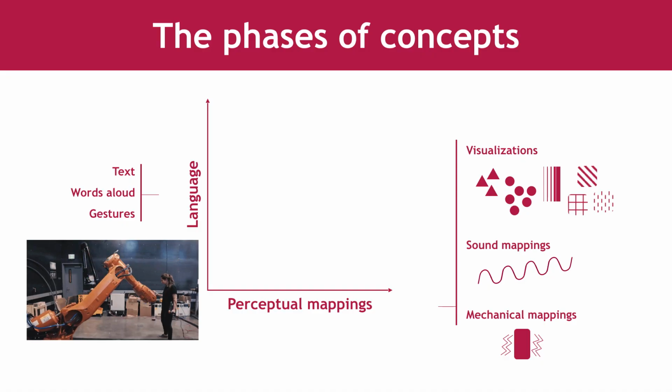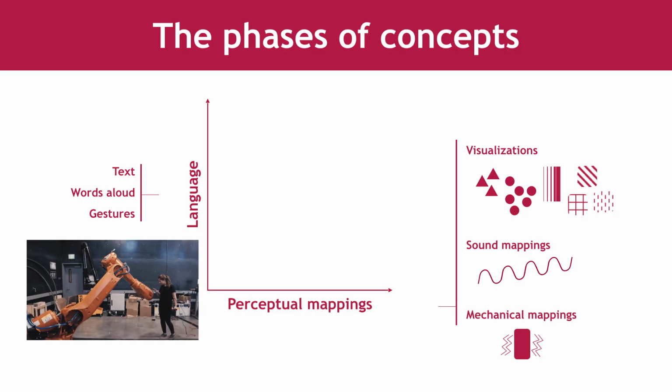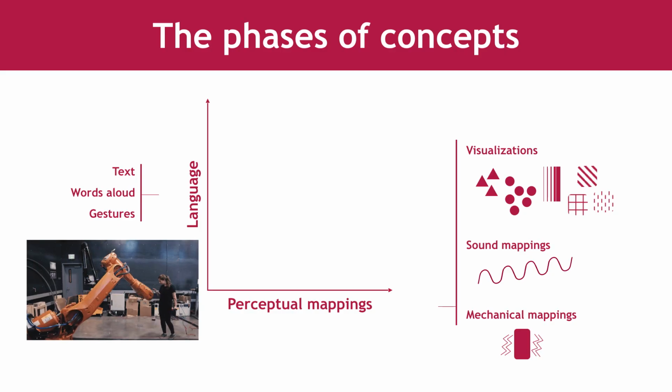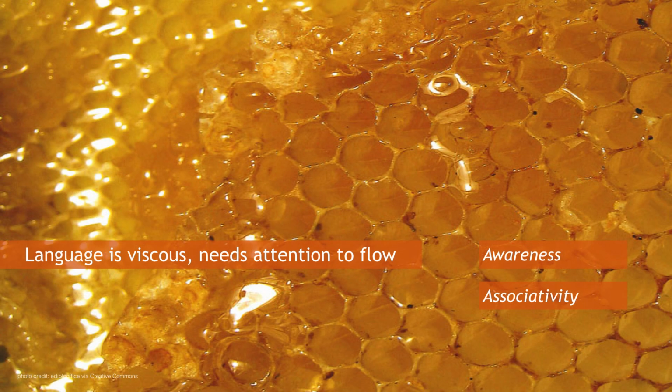But we also use perceptual information in our designs. We encode, we represent our concepts using visualizations, shapes, colors, spatial positions, line qualities, textures. We use these to infuse our concepts with perceptual information. We also use sound to represent concepts, alerts, notifications. We also use mechanical mappings to represent concepts, often also alerts and notifications, little vibrations in our devices.